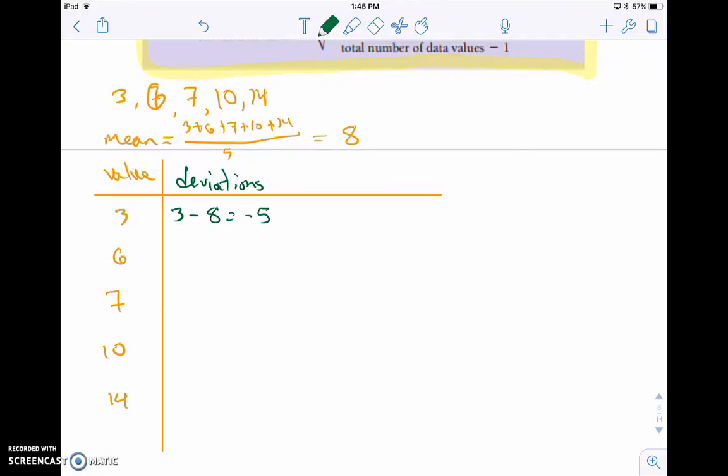So that means that we're 5 units to the left of the mean for the value of 3. And then for 6, you just take 6, subtract the mean, which is a -2. Then 7, subtract the mean, which is a -1. So all those are below the mean. And 10 subtract 8 is +2, so that's above the mean. 14 subtract 8 is a +6. So there's all of our deviations.